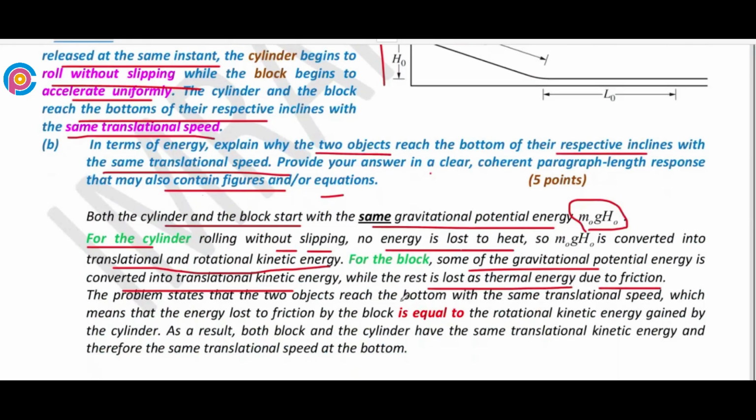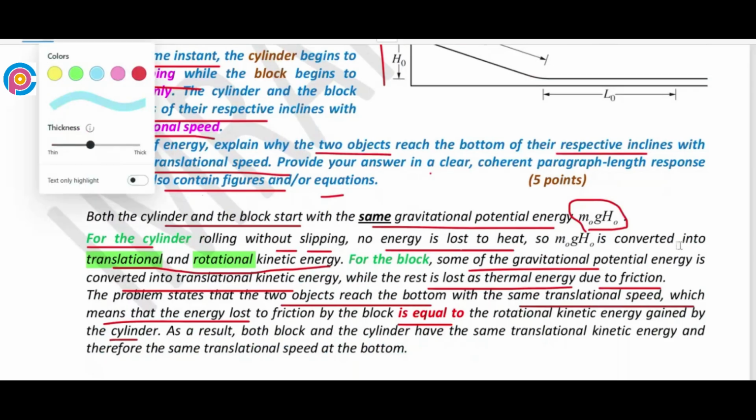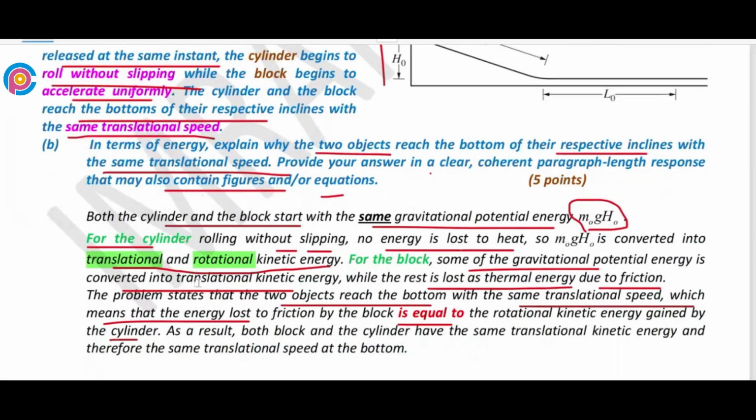The problem states the two objects reach the bottom with the same translational speed, which means the energy lost due to friction by the block is equal to the rotational kinetic energy gained by the cylinder. Now, we have to consider that the cylinder has two types of energy, translational and rotational, while the block also has two types: one is translational kinetic energy, one is thermal energy due to friction.